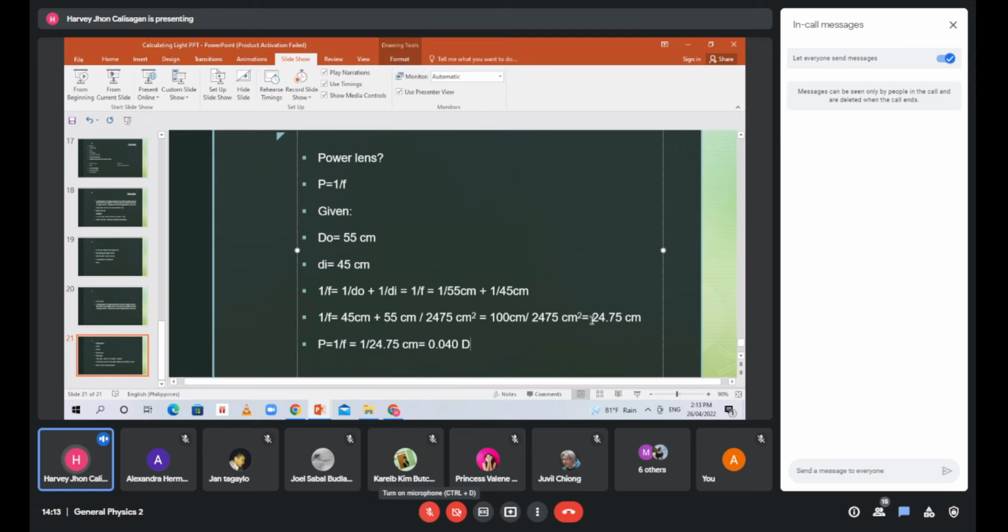Sir, will there be cases where it can be negative? Yes, because again, the negative sign will indicate if the image that was formed is vertically inverted. There will be cases like that later. Okay? Question so far?